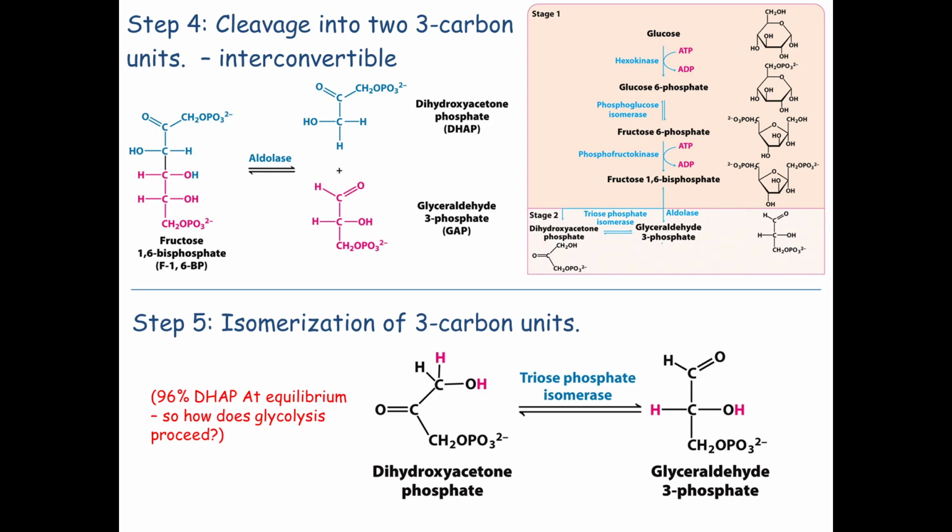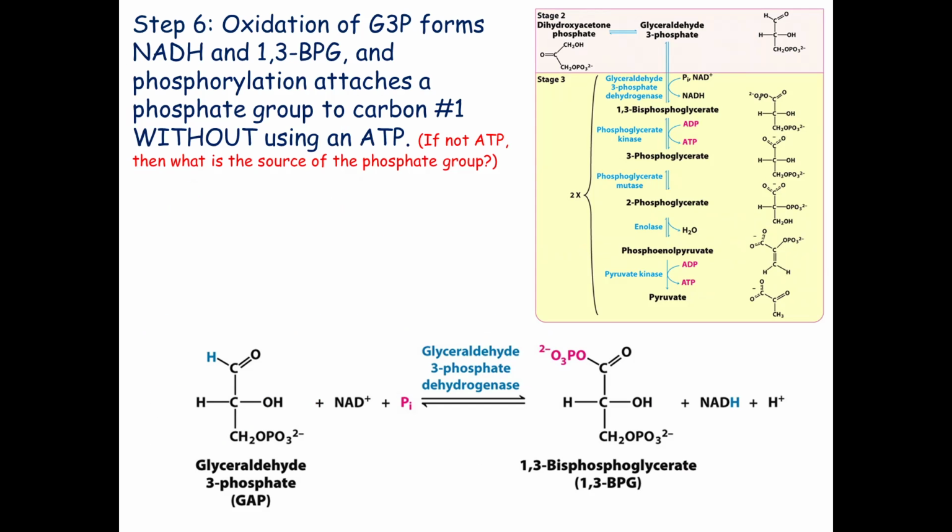I haven't recovered anything from this reaction so far. I've done 5 steps, and I've invested a couple ATPs. That's all I've done. I need to get something out of this now. So the next step, this is the only redox reaction in the whole pathway. We're going to take the glyceraldehyde 3-phosphate. Keep in mind we have 2 of these. I'm only going to show it for one of them. And we're going to oxidize it.